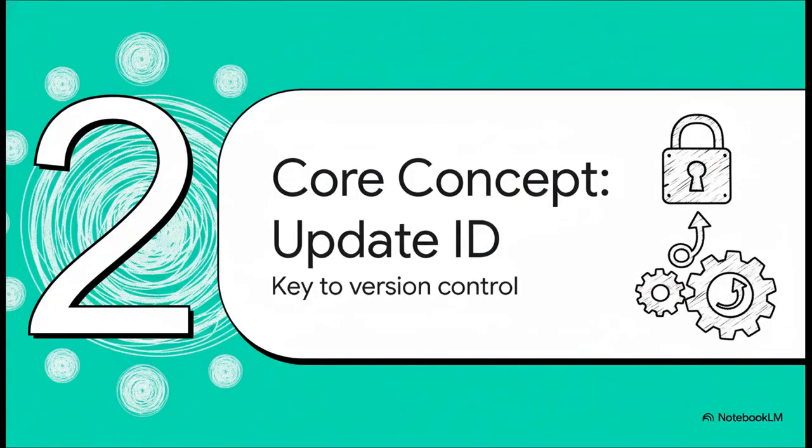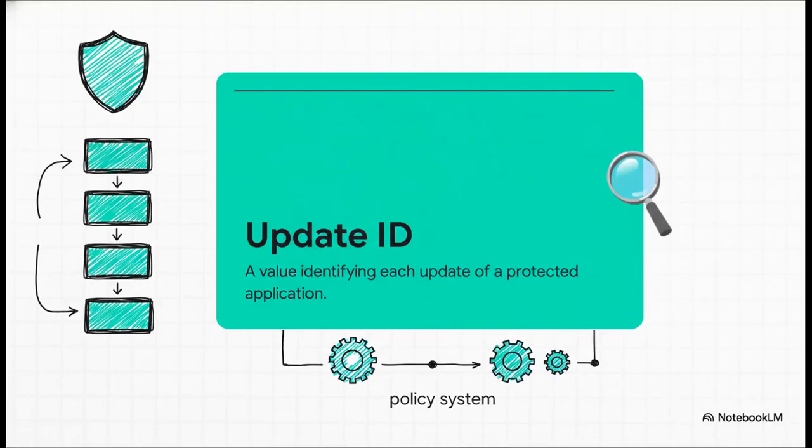Okay, now for what is probably the single most important concept here, the update ID. Seriously, everything we talk about from this point on is going to build on this one simple value. So what is this update ID? Well, it's actually super simple, but it's incredibly powerful. It's just a number you assign to each new build of your application. But this is how the protection code can tell one version of your app from another. It's the foundation for the entire policy system.